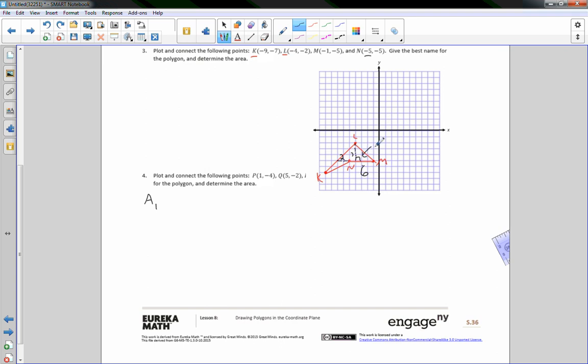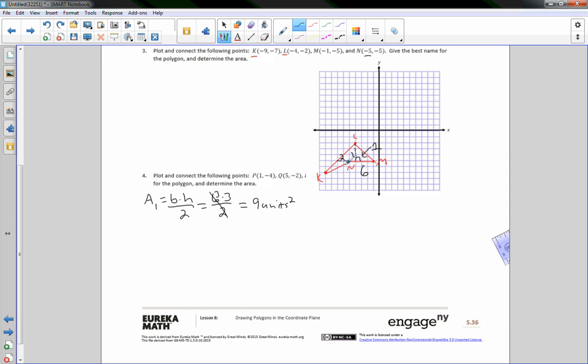So the area of this triangle up here, let's call it triangle 1. The area is base times height divided by 2. And the base was this 6, times the height, 1, 2, 3, divided by 2. I'm going to reduce the 6 and the 2 and get 3. So the area is 9 units squared. So that's this triangle up here.